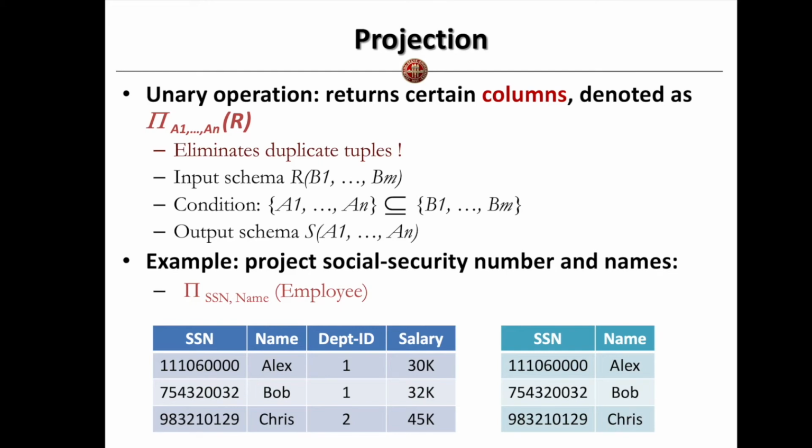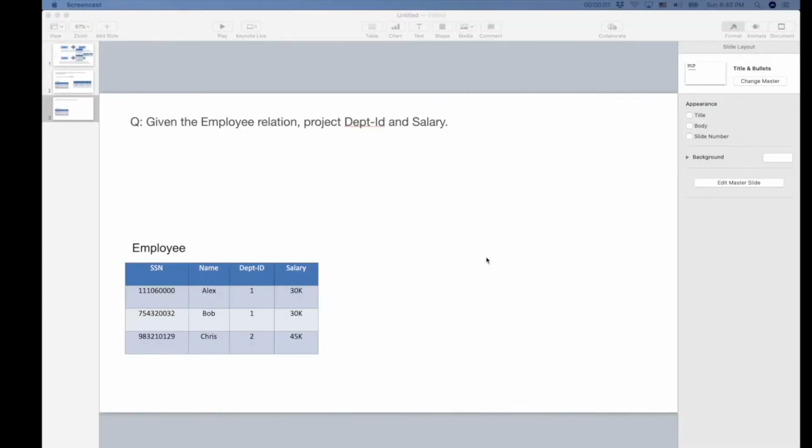So this is about projection, another example we can provide. And maybe I can provide you with another example, because we mentioned this operation will do the duplication elimination automatically. Sometimes if we do the projection by shrinking the attributes, we may have some duplications. Okay, let's assume we have a new question. So given the employee relation, we want to project the department ID as well as the salary. How can we do this?